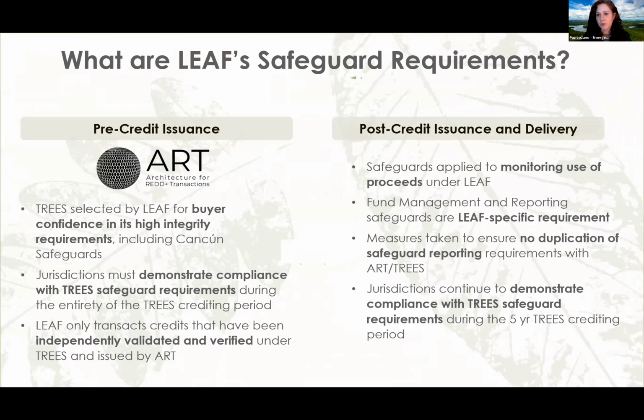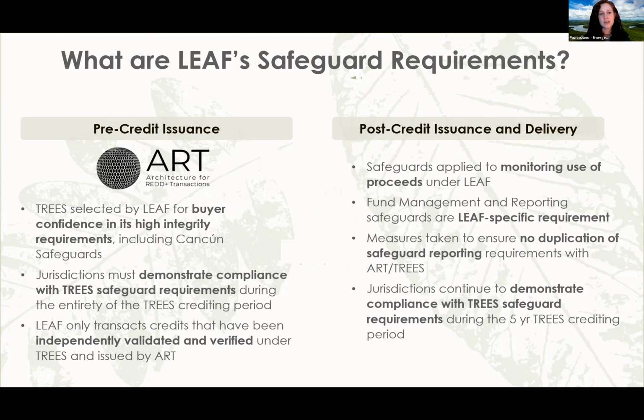So what are LEAF's safeguard requirements? I think this is something that we want to highlight in two phases, and I'll speak more about the first phase, a pre-credit issuance phase, and my colleague Dion will speak more to what happens post-credit issuance and post the delivery of funds to the jurisdiction.